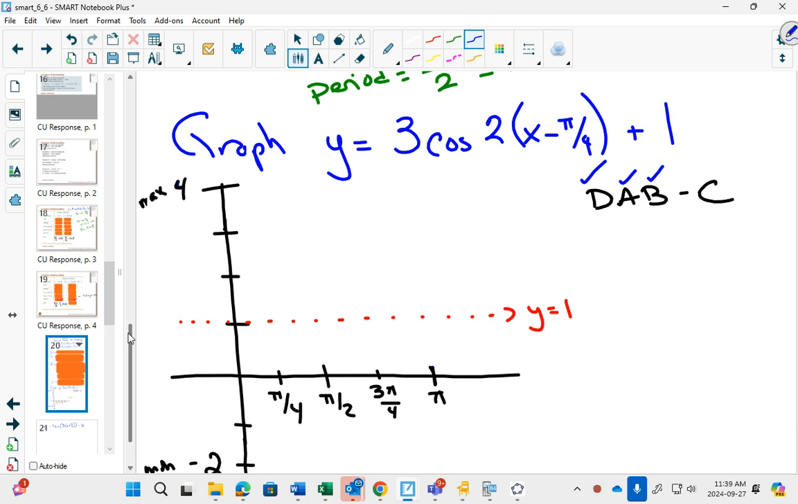Maximum. So I'm going to go to my maximum. Next ticking mark, I'll be at my center line. Next one, down at my minimum. Next one, back at my center line. Last one, back at my maximum.